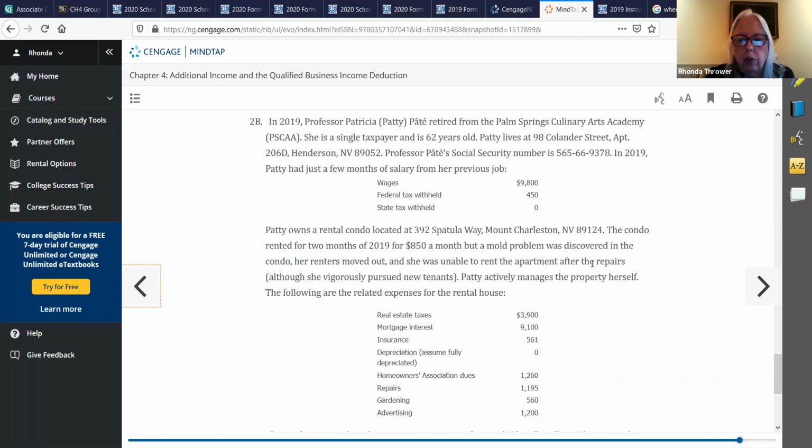They also discovered that there was a mold problem in her condo, and her renters moved out. She was unable to rent the apartment after the repairs, although she vigorously pursued new tenants. Patty actively manages the property herself. The following are the related expenses to the rental house. So we're going to have to record the expenses to the rental house on this Schedule E. So we'll start with Schedule E first by filling in the information for Patty Pate.